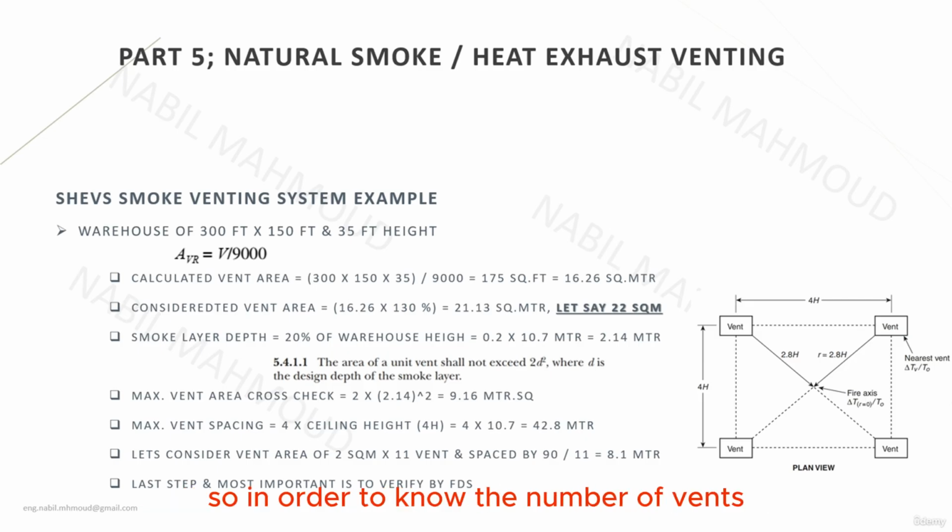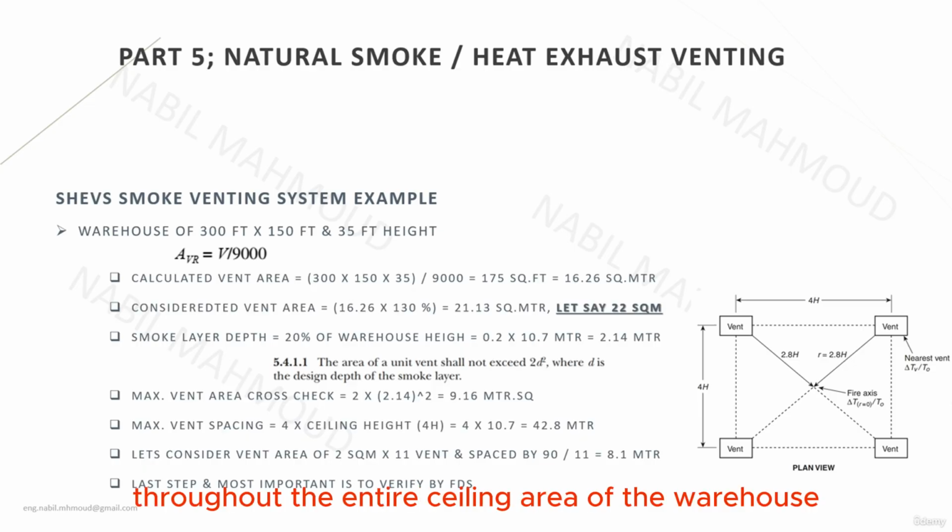So in order to know the number of vents, I will divide by the total vent area, which is 22 square meters, which we have calculated in step number 2. Thus 22 divided by 2 will give me 11 vents. That's why I'm going to distribute the 11 vents equally and evenly throughout the entire ceiling area of the warehouse.